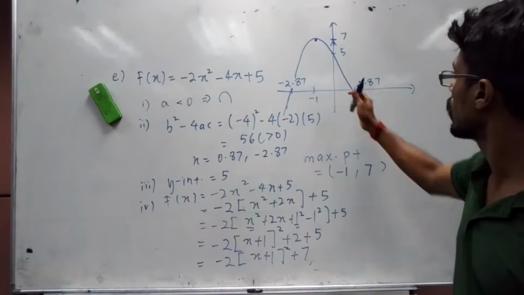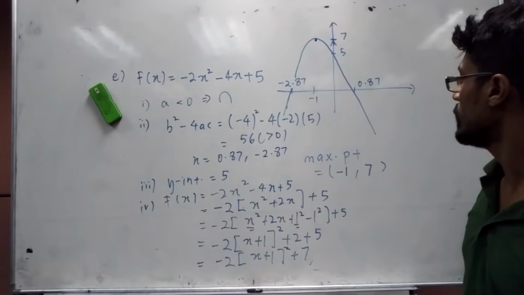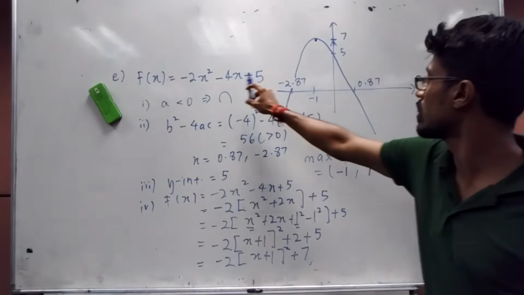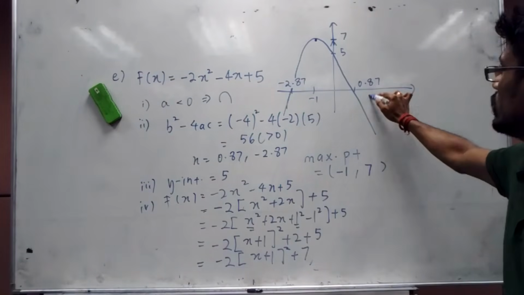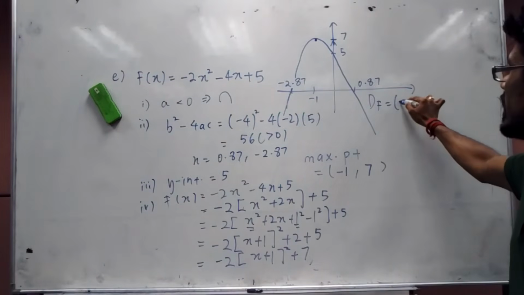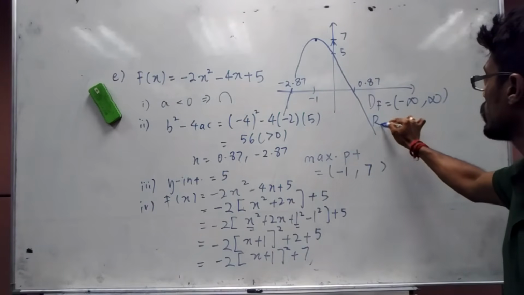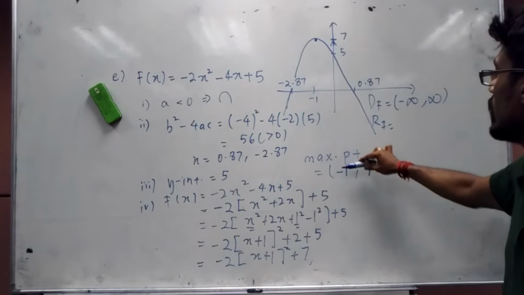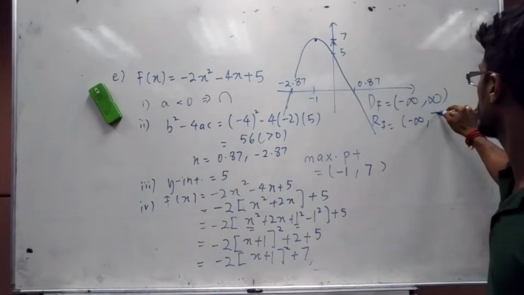So for completeness again, we can tell what the domain and range are. The domain, as you can see here, the graph exists throughout. So I can tell the domain is going to be negative infinity to infinity, and the range is from the lowest value negative infinity to the highest value, which is 7.